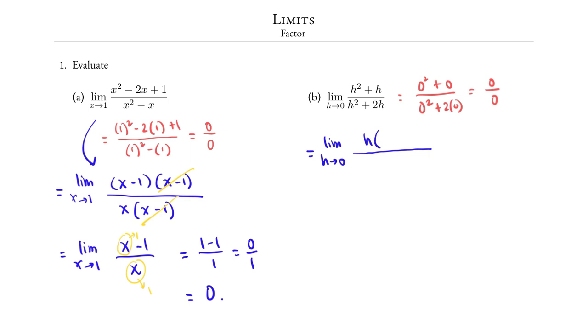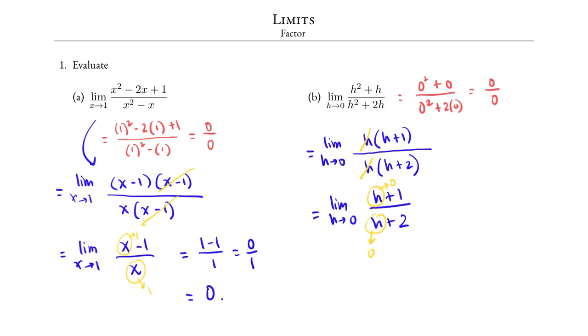Factor h in the numerator, we have h plus 1 times h. Factor h in the denominator, we have h plus 2 times h. What the top and the bottom have in common is a factor of h, and so we would cancel h out. We end up with the limit as h goes to 0 of h plus 1 over h plus 2. And then we attempt to plug in the numbers again. As h goes to 0, the term goes to 0, and h goes to 0.